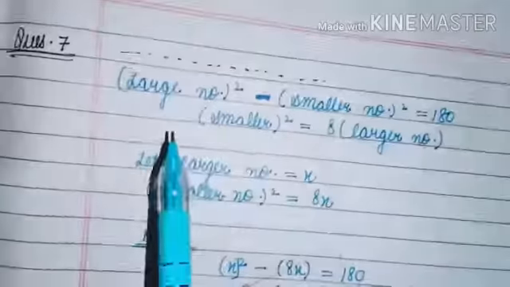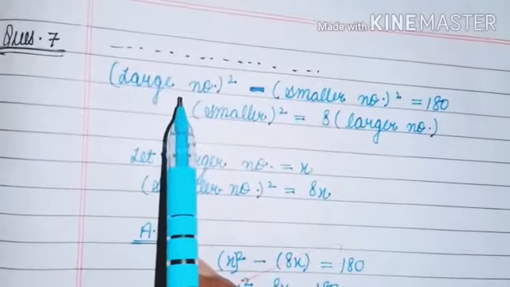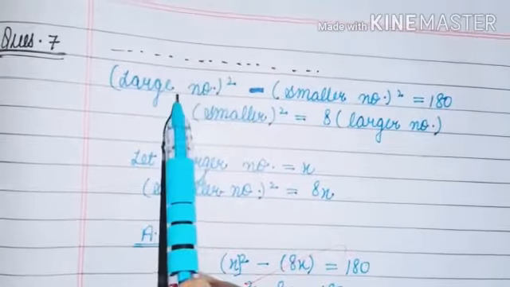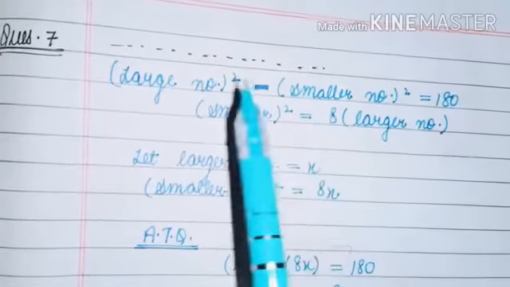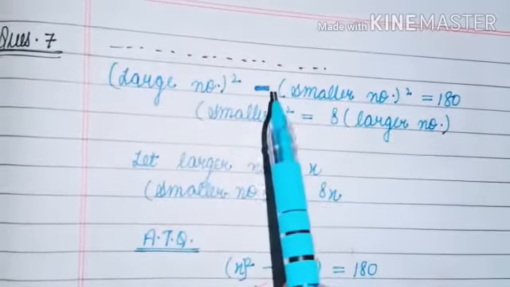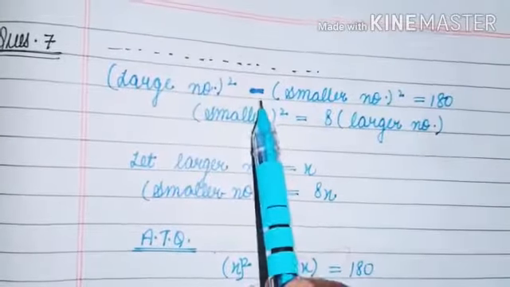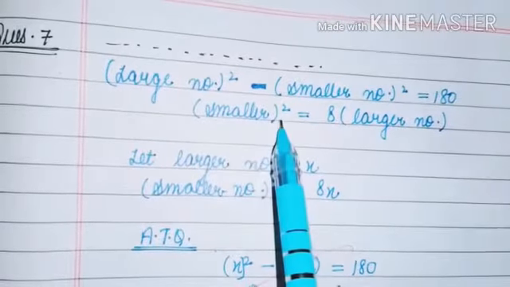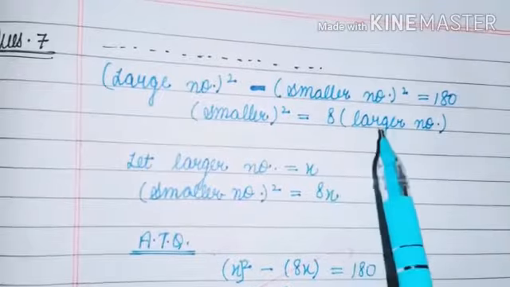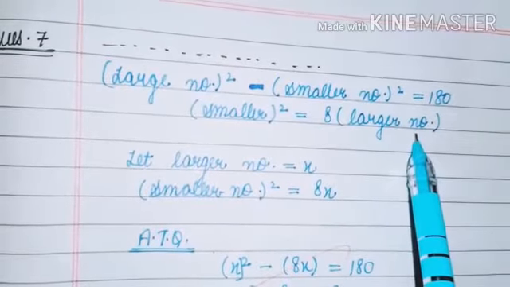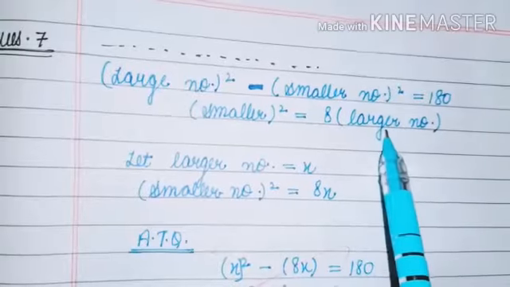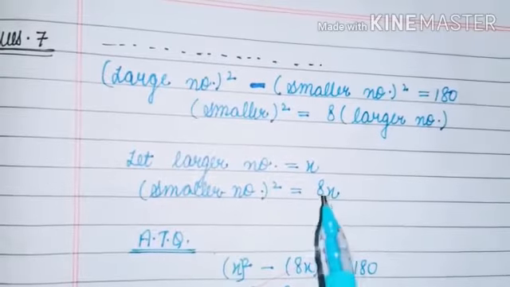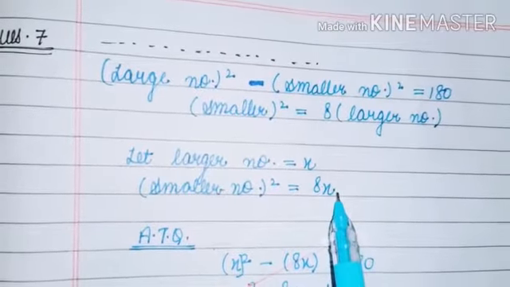Now the solution is, according to the first line of the question, what is written there beta? The difference of squares of two numbers. So we have one larger number, another is the smaller number. According to the first line, the square of the larger number and the smaller number's difference is 180. This is the first line of the question. And the second line is, square of the smaller number is equal to 8 times the larger number. It means beta, the smaller number depends on the larger number. That's why we will let the larger number be x.